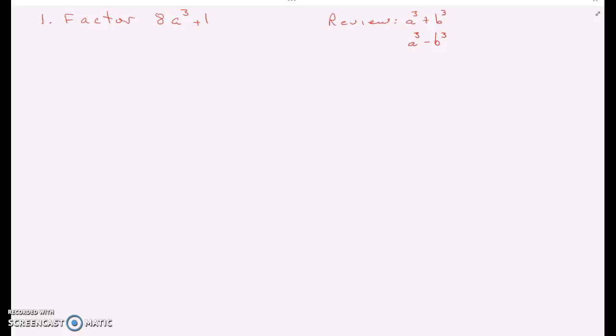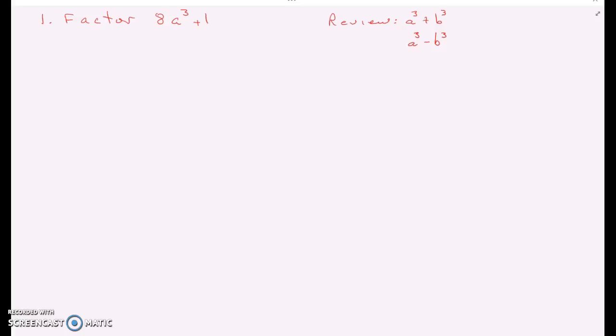Number 1 comes from chapter 14, and it is a sum of cubes. It says factor 8a cubed plus 1. Whenever you see a binomial, something with two terms in it, and you're told to factor it, it can only be one of three things. It can be a sum of cubes, a difference of cubes, or a difference of squares. Anything else, you don't know how to factor unless, for instance, there's a greatest common factor you can pull out.